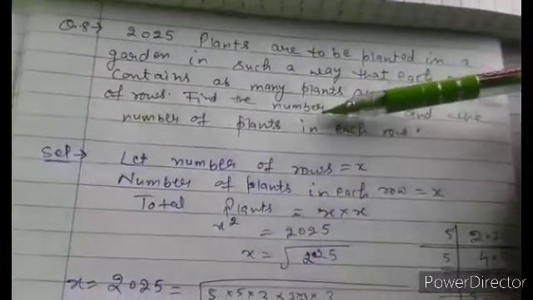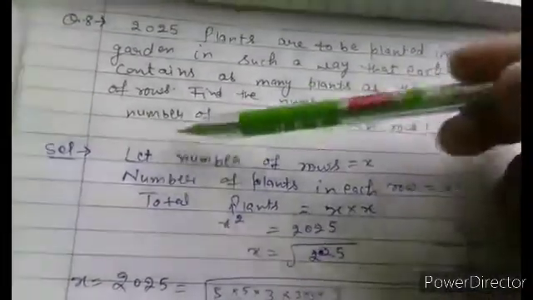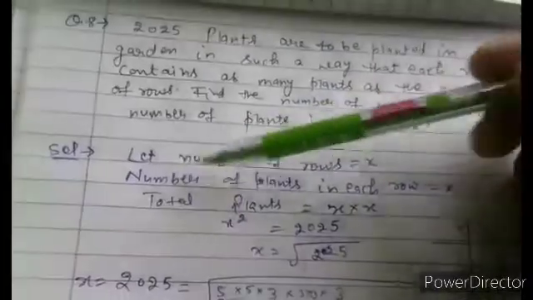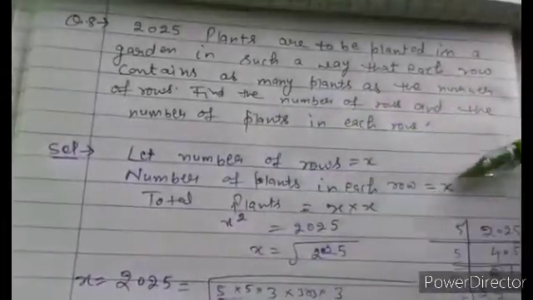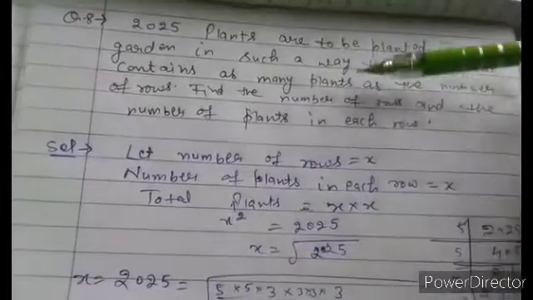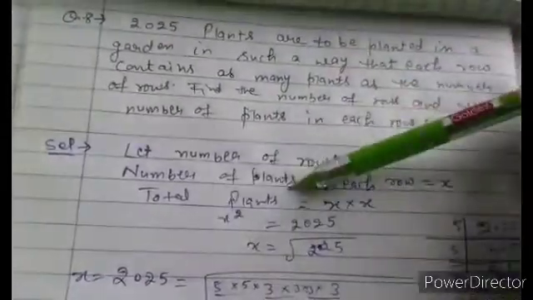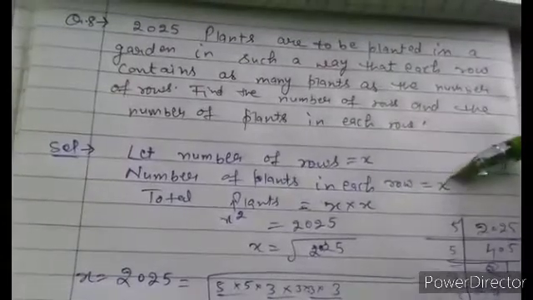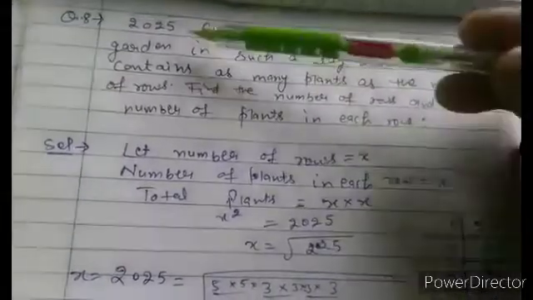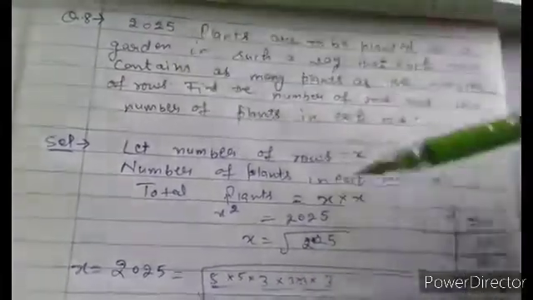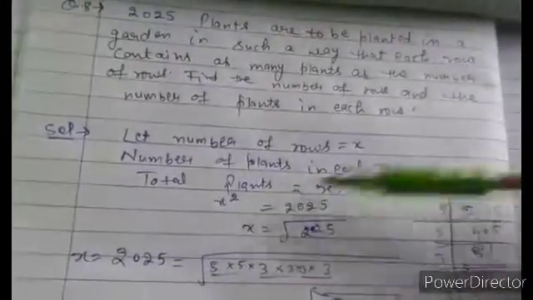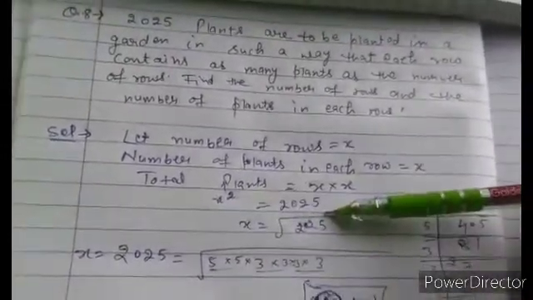So which thing we need to find out, that we consider: let the number of rows be x. Then the number of plants in each row will be x, because it is given as many plants as the number of rows. So total plants will be x multiply x. It is given also 2025. So x multiply x will be x square. x square is equal to 2025.